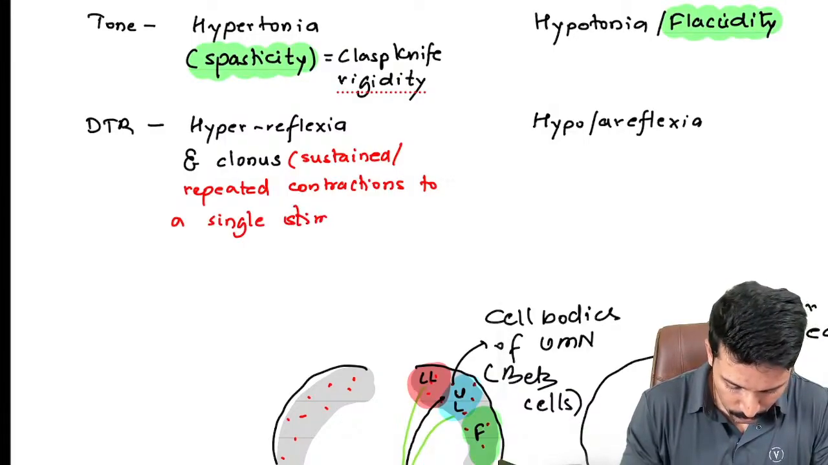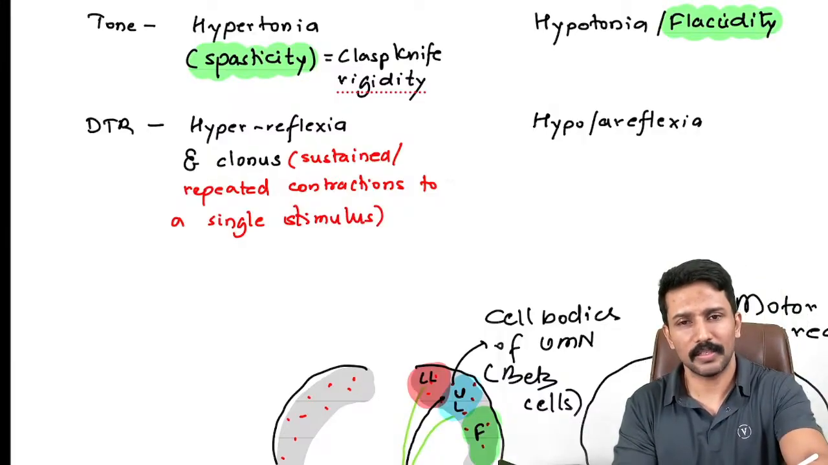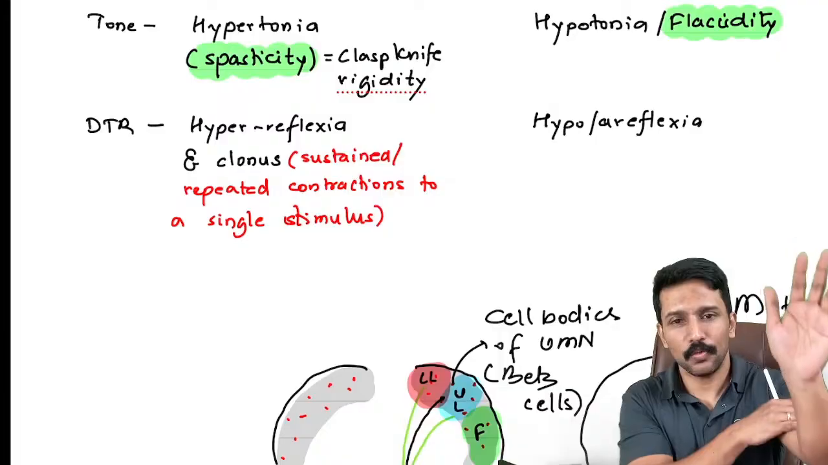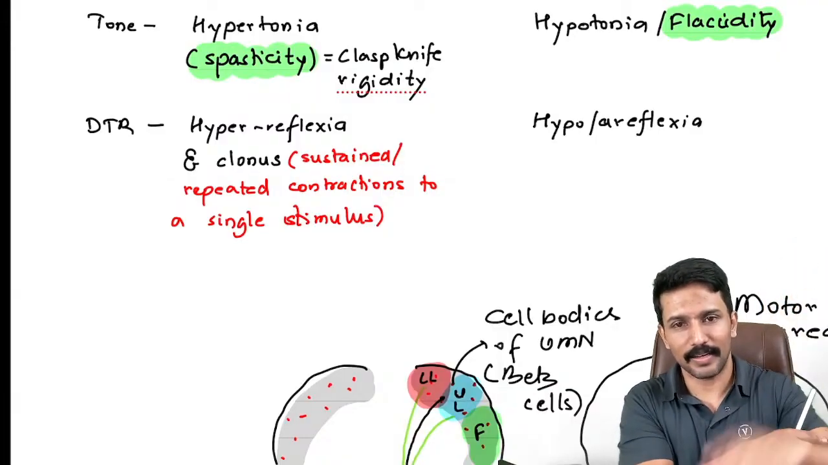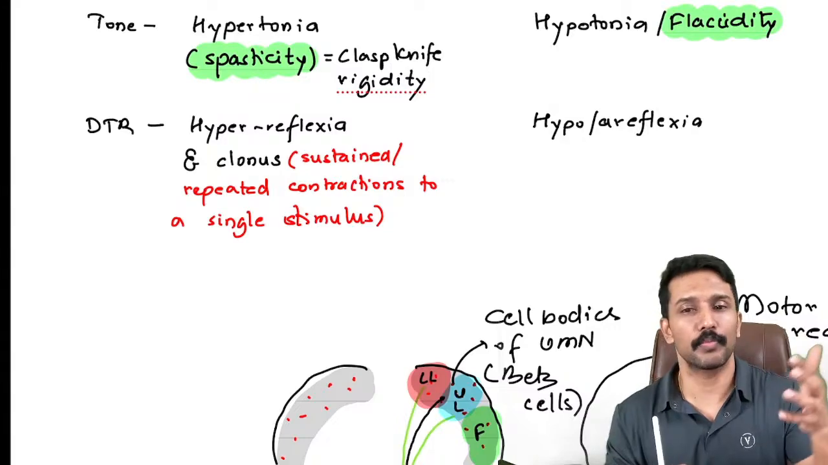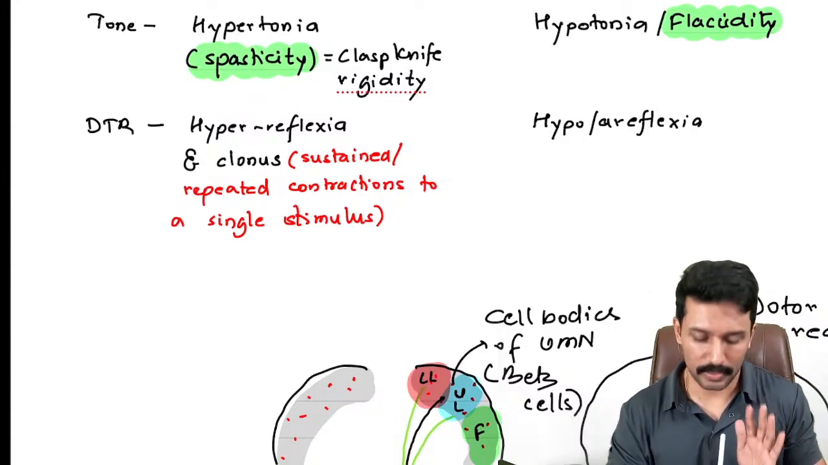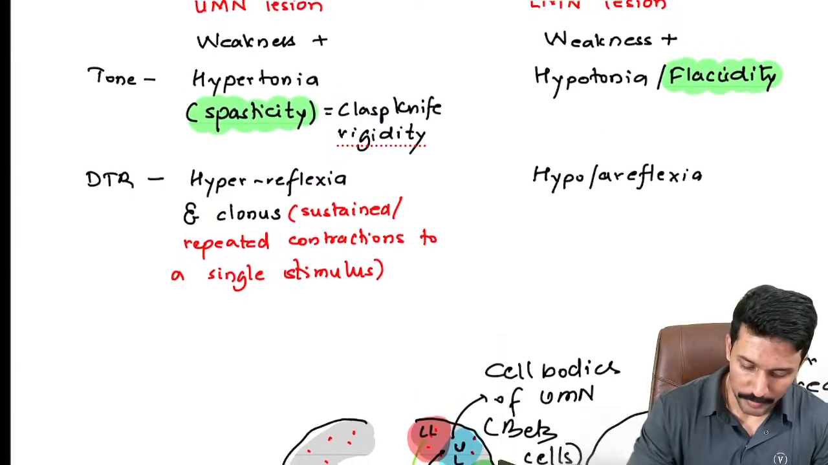So when you're doing a knee reflex, you hit once. What do you expect? The knee extension once. But if it keeps extending again and again, we will call it clonus. So clonus is a form of severe hyperreflexia. One stimulus giving multiple contractions. Okay, so that is what you can see in UMN lesion.